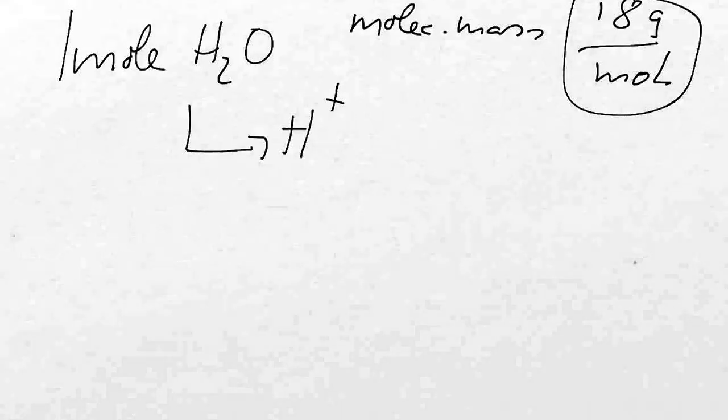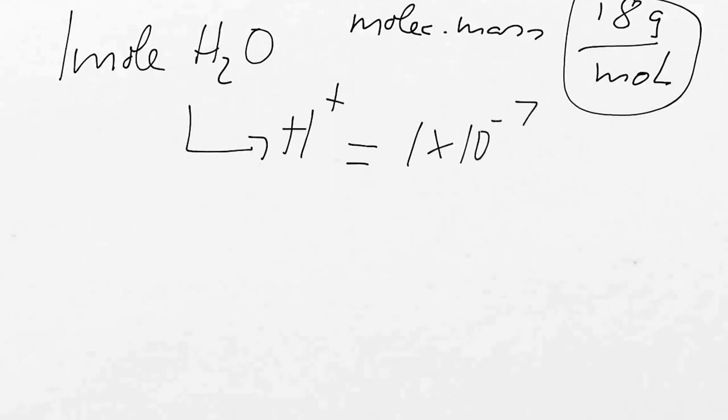Let's say I have 1 mole of water and only 1 in 10 million molecules actually dissociate. How many moles of H plus do I have? 1 in 10 million. So that would be 1 times 10 to the minus 7 mole. Yeah, because it's 1 in 10 million.